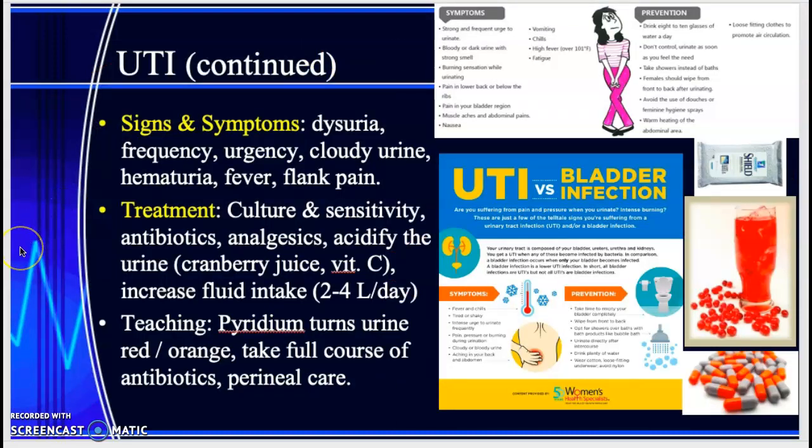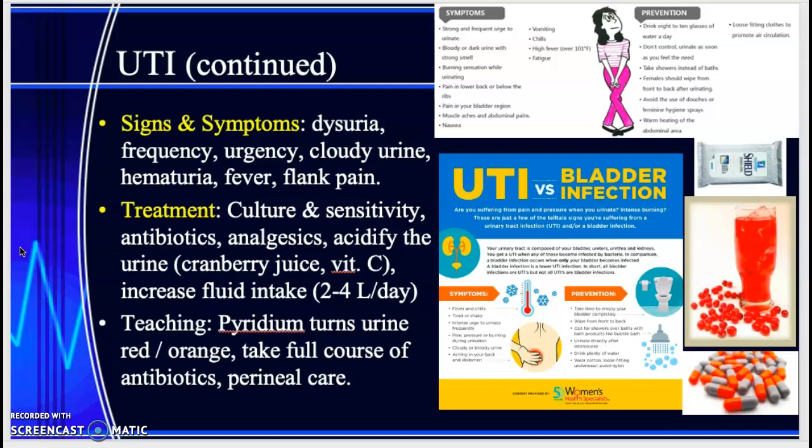Okay, now the signs and symptoms of UTI would be dysuria or painful urination, frequency, urgency, cloudy urine, hematuria, fever, and flank pain. Frequency has to do with the person has to pee all the time. So maybe they peed 15 minutes ago. Boy, they got to go again right now. And it's 10 minutes later and I got to go again.